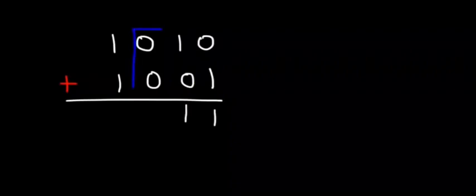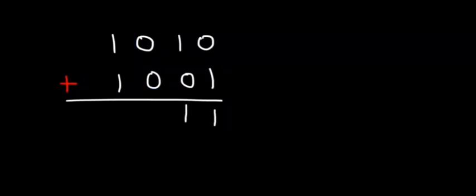Now the first column, 0 plus 1 is 1. Second column, 1 plus 0 is 1. And the third column, 0 plus 0 is 0. Now 1 plus 1 is 2, but 2 in binary means 10, so put down 0 and carry 1. You can bring down the 1, as you can see. So that is the answer.